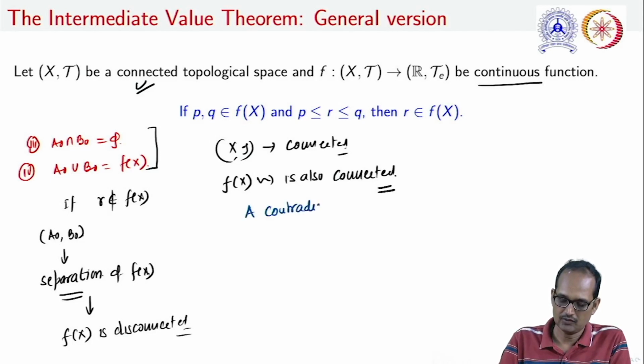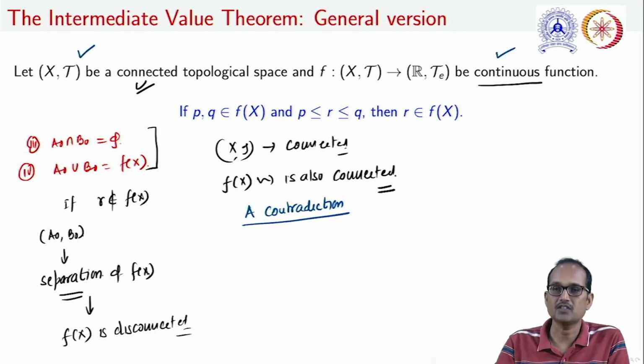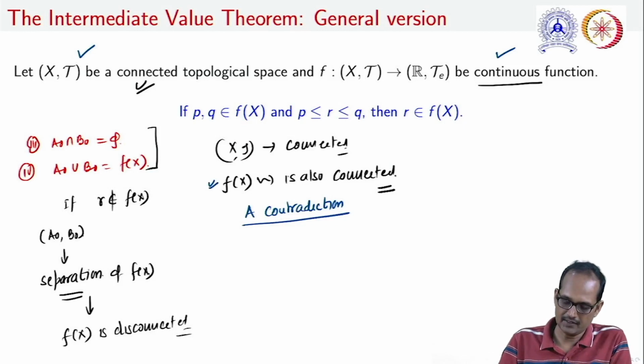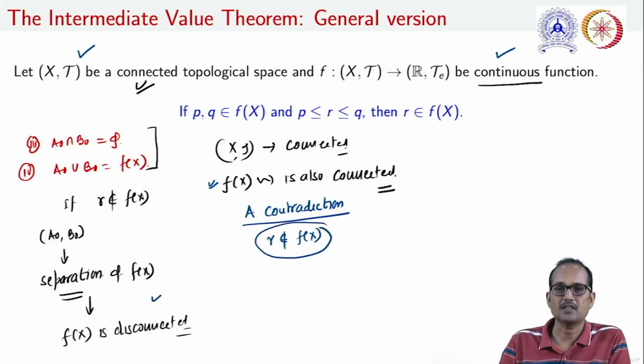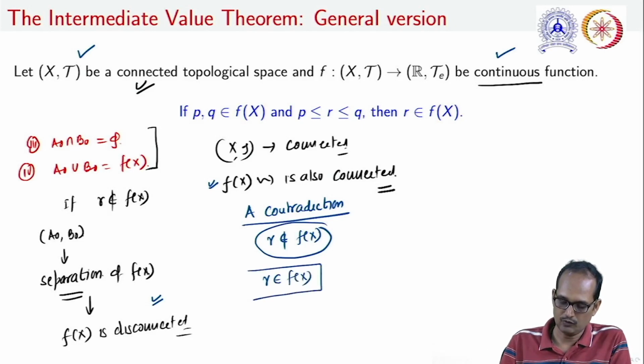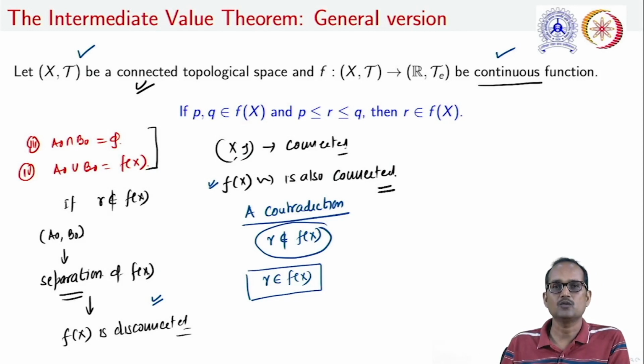As per the assumption, if (X, tau) is connected and the function is continuous, f(X) is connected, and if we take that r is not an element of f(X), the answer is that f(X) is disconnected. Thus r belongs to f(X). That's the proof of this general version of the intermediate value theorem.